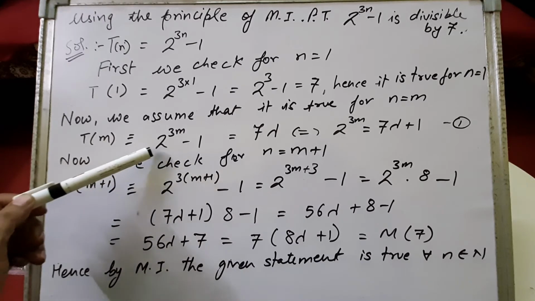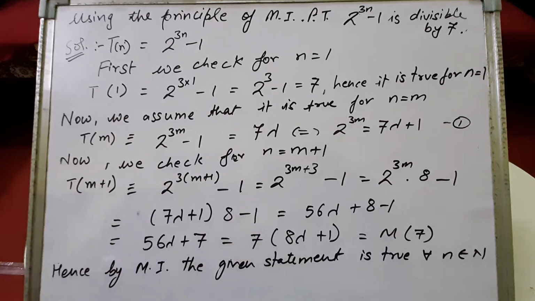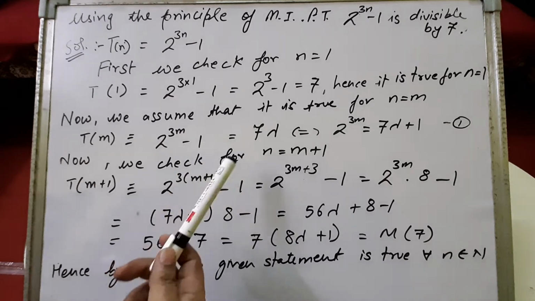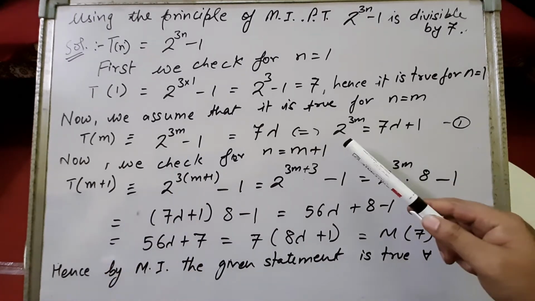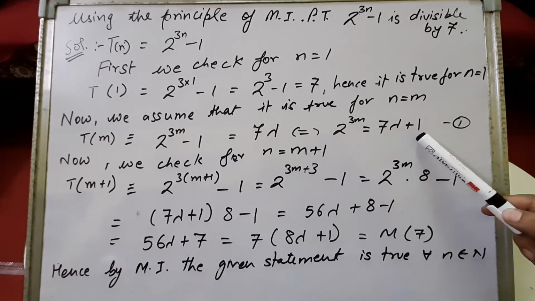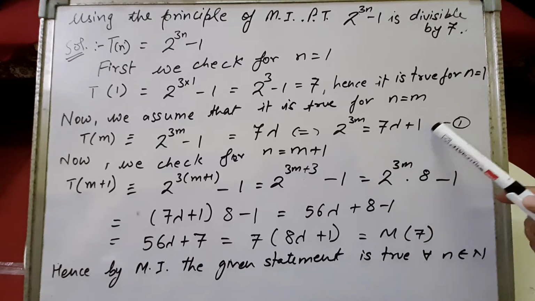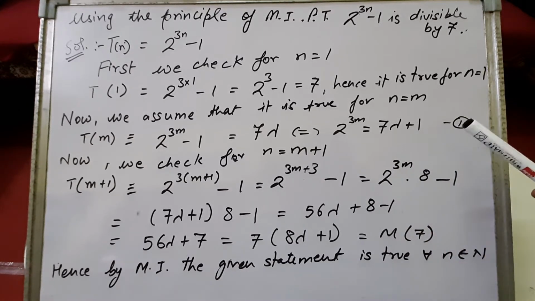And because we have assumed that it is divisible by 7, I have assumed the value as 7 lambda. Lambda could be any constant. 7 into any constant is a multiple of 7, or a number divisible by 7. So if we transfer this minus 1 to that side, we'll get the value of 2 to the power 3m as 7 lambda plus 1. We have calculated this value and we'll use it afterwards, in the next step.